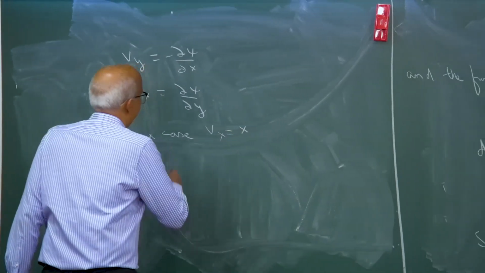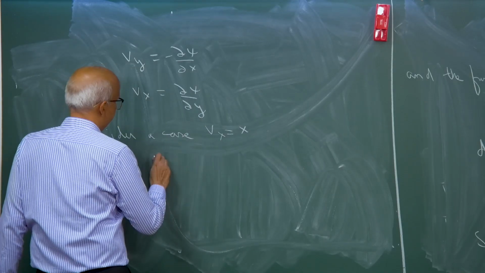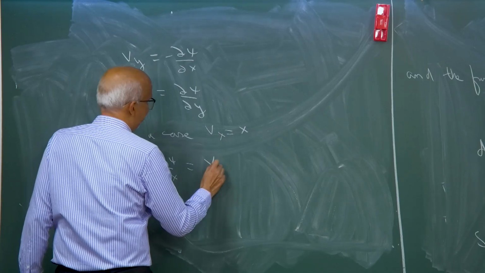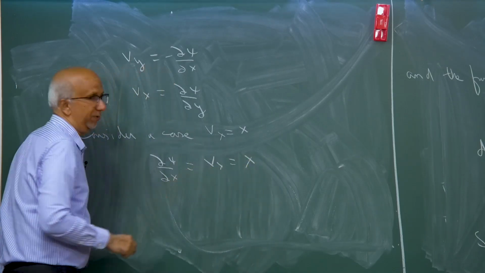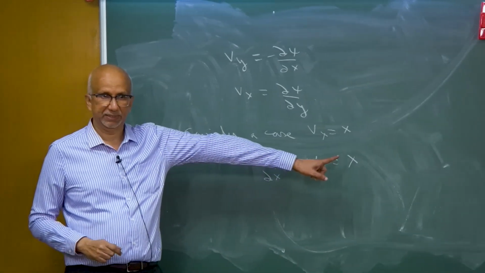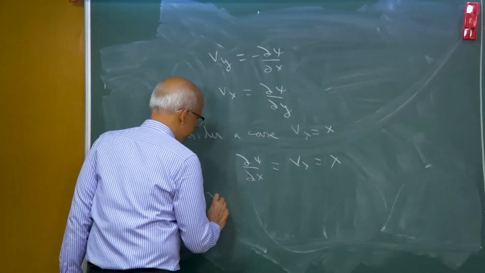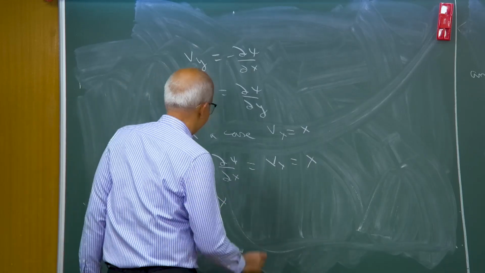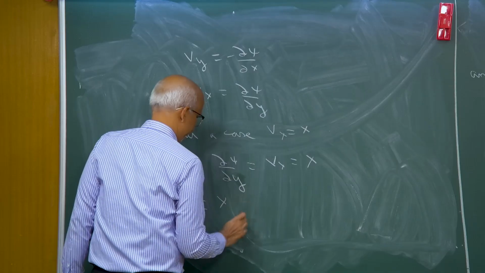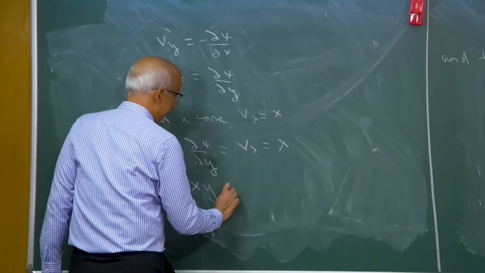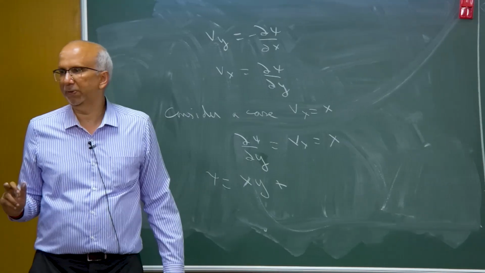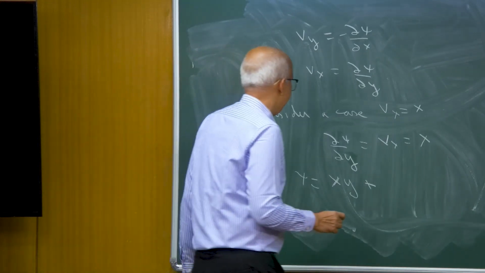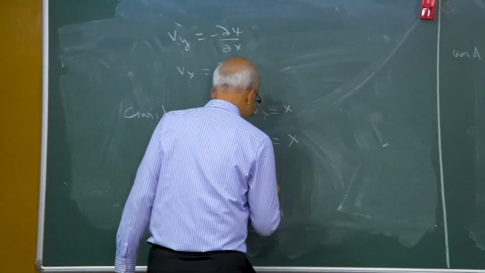So, now what is Vx? Vx is x. So, d psi by dx is Vx, which is x, the velocity component in x direction. And psi will be, when I integrate this, I get... something is wrong. Psi is xy plus, because this is a partial derivative with respect to y, when I am integrating it I am going to get a function of x. Okay, I get a function of x.